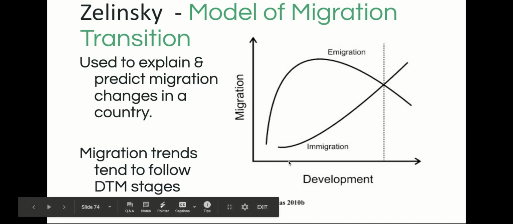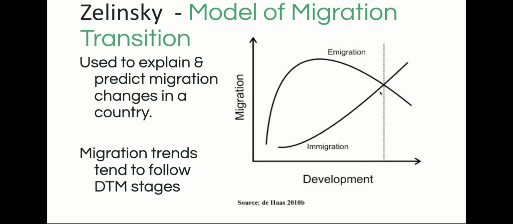And notice over time, two things happen. The first is immigration increases into a country, right, as a country develops. Emigration, or exiting a country, decreases. So these are some things to keep in mind, and kind of think about the reasons why.